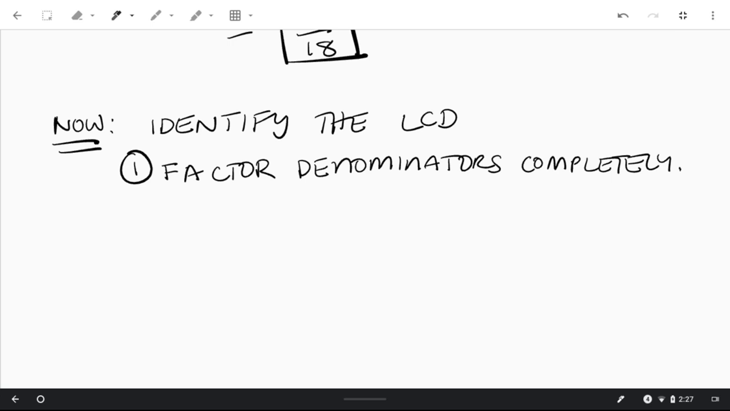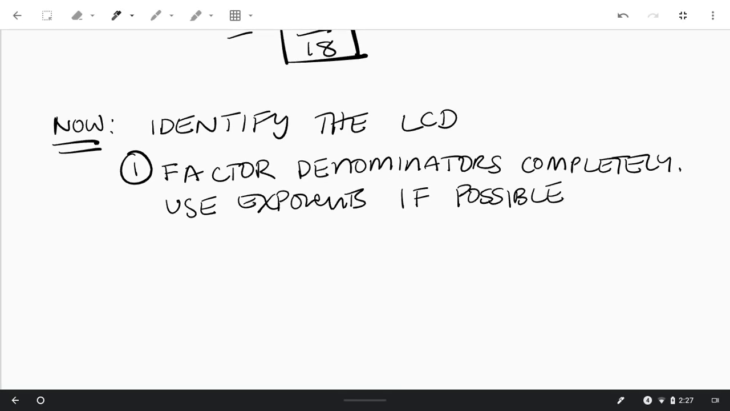And use exponents if possible. And you'll see why in a minute. So like if you have x plus 4 times x plus 4, don't leave it like that. You want to write it as x plus 4 quantity squared. Okay? So use exponents if possible.